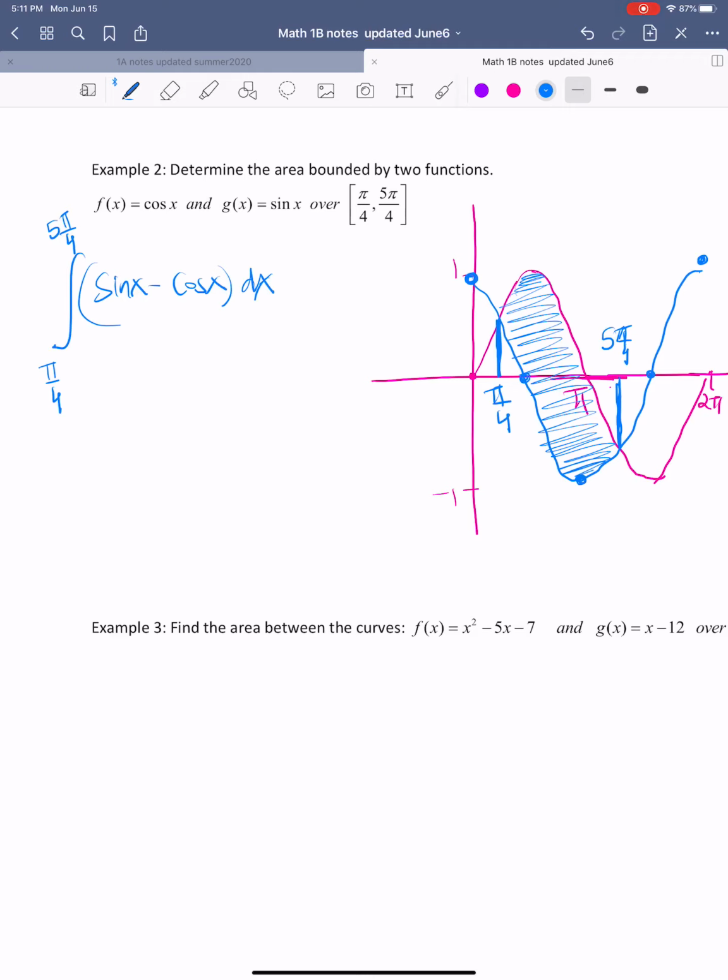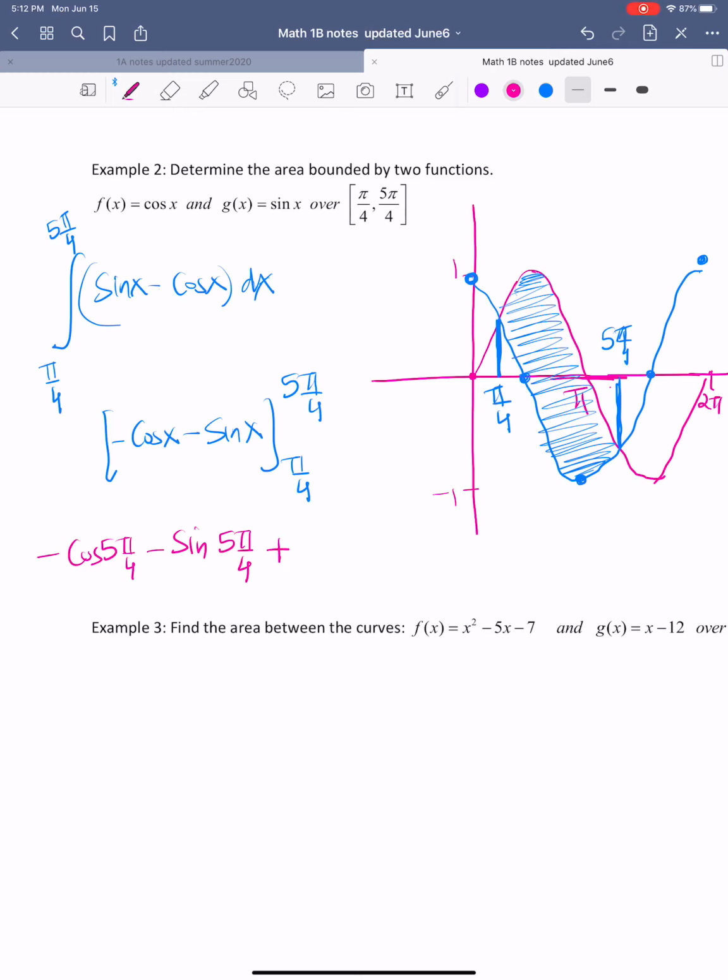What's the integral of sine x? Integral of sine x is negative cos x. Integral of cos x is positive sine x, but that negative comes down. And we have pi over 4 to 5 pi over 4 as my interval. Now it's just a matter of plugging the values in. So I'm going to do negative cosine 5 pi over 4 minus sine 5 pi over 4. And I'm going to subtract the lower bound values.